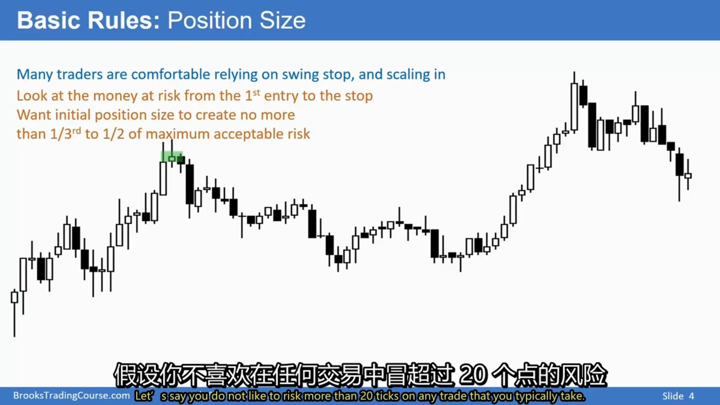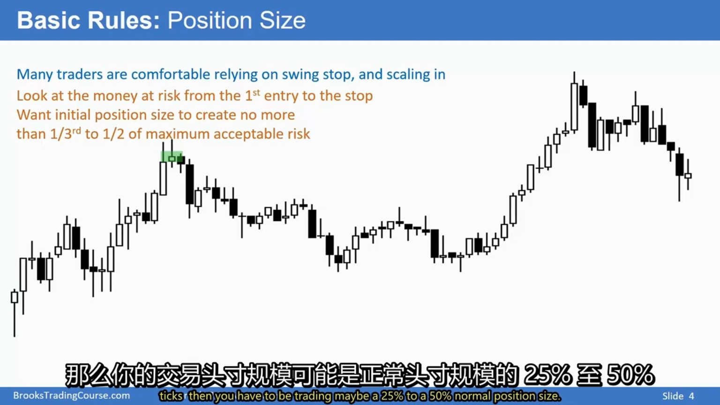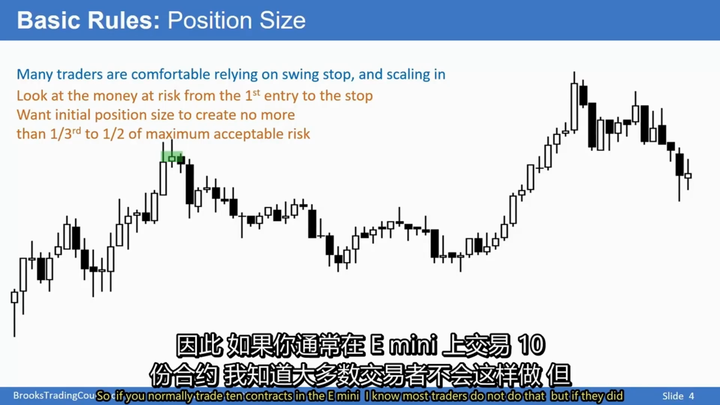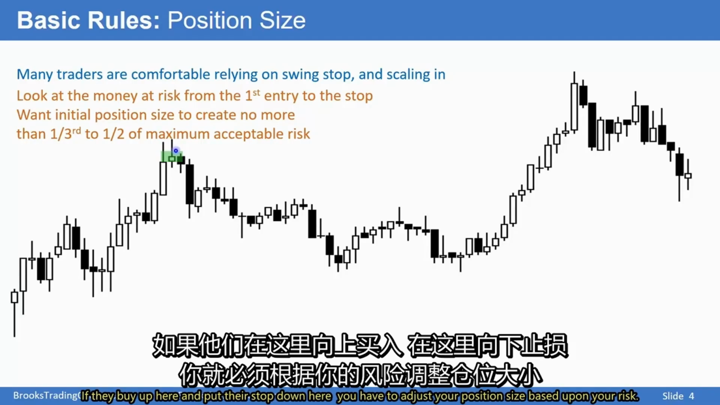Let's say you do not like to risk more than 20 ticks on any trade that you typically take. That means that if you're now risking 50 ticks, and you normally only want to risk 20 ticks, then you have to be trading maybe a 25 to 50% normal position size. So if you normally trade 10 contracts in the E-mini, I know most traders do not do that, but if they did, and they're now risking 2.5 times normal, they should only trade 2 or 3 contracts if they buy up here and put their stop down here. You have to adjust your position size based upon your risk.